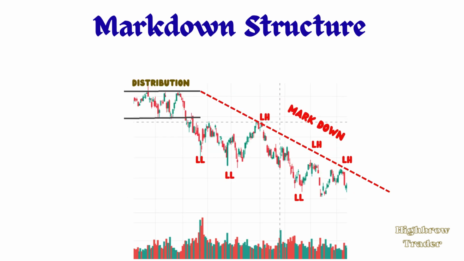Let's break down the structure of the markdown phase. Lower highs and lower lows take control, confirming the downtrend. Previous support levels often fail on retests, showing clear weakness. Trend lines now slope downward, and you'll often see descending channels or bearish price structures, like the one shown here. Patience is key. Wait for a clear shift before trying to call a bottom.